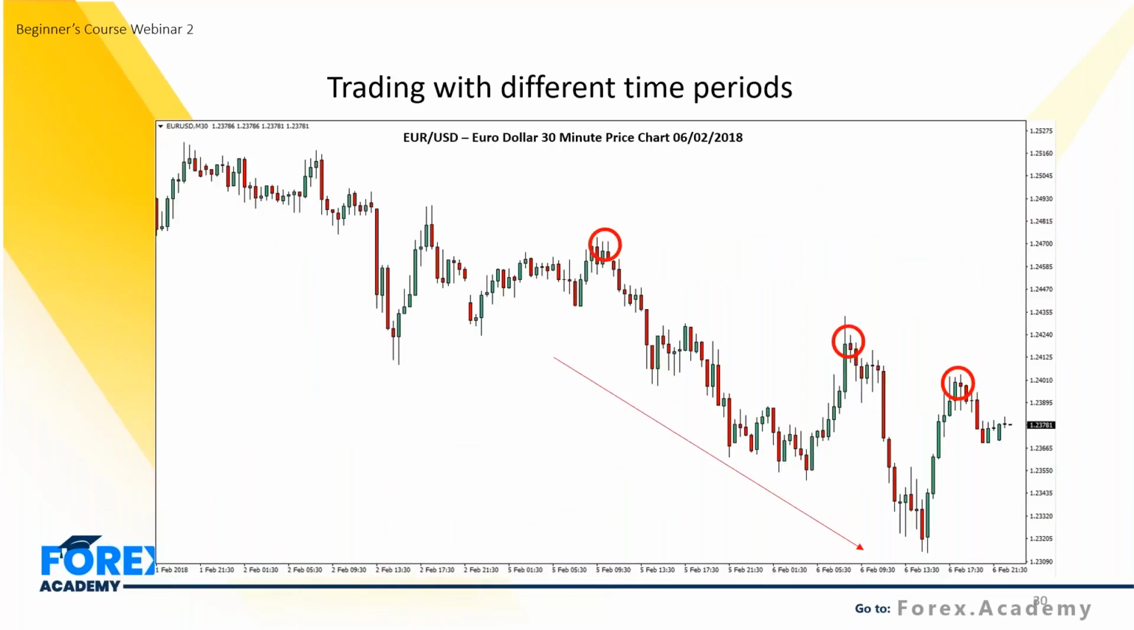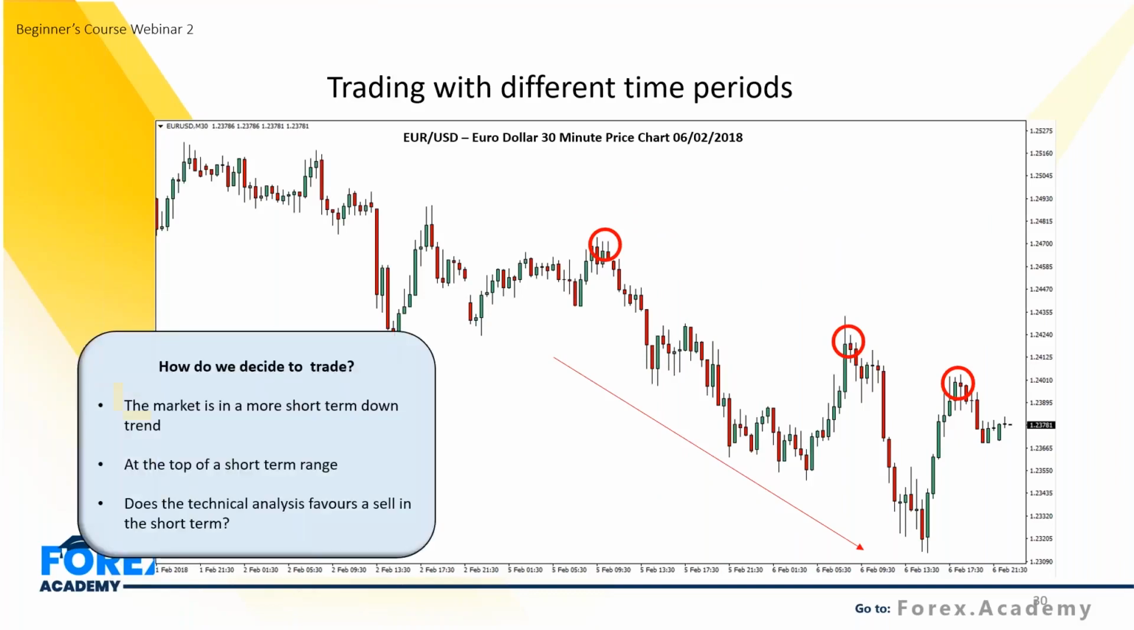Here is the euro dollar again with a 30-minute price chart in the same trading day. We see the market is actually trading to the downside with a series of lower lows. Again, is it a time to sell trade? Well, the market is in a more short-term downtrend at the top of a short-term range. There is a selling opportunity, of course. Does the technical analysis favor selling this market in the short term? So that is a question for all of you when deciding to trade the markets.